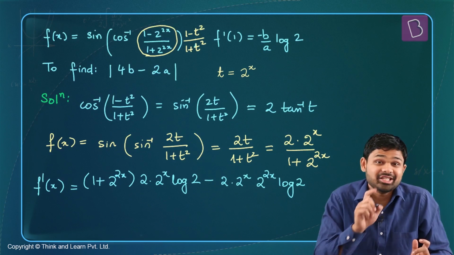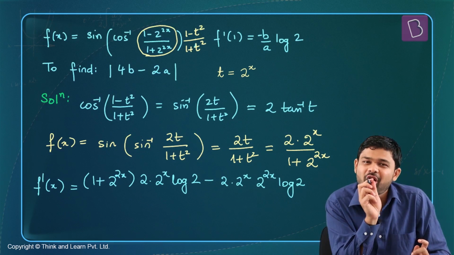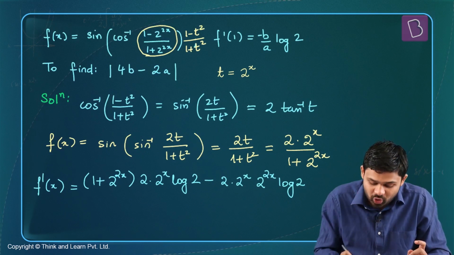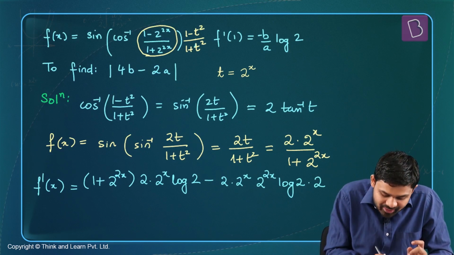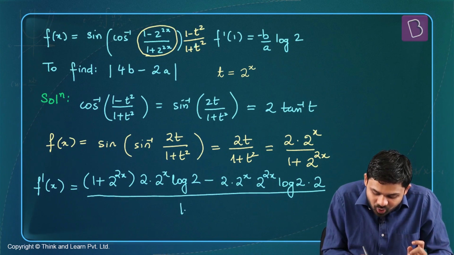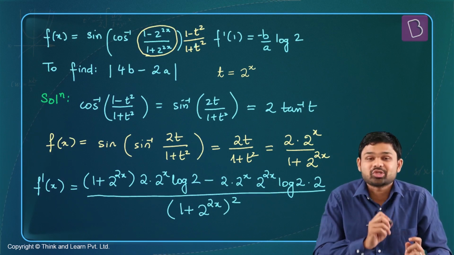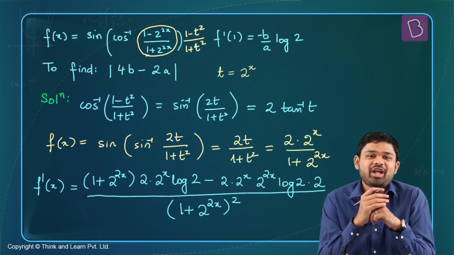Is that it? This is where you must not go wrong, because there is a small chain rule there, because it's 2 to the power 2x. You have to differentiate the 2x, which will give you an extra 2. And this is entirely divided by (1 plus 2 into 2 to the power x) the whole square. Okay, so that is your f dash of x.